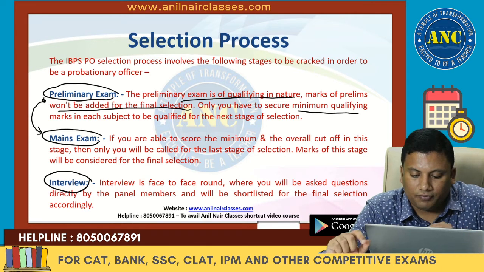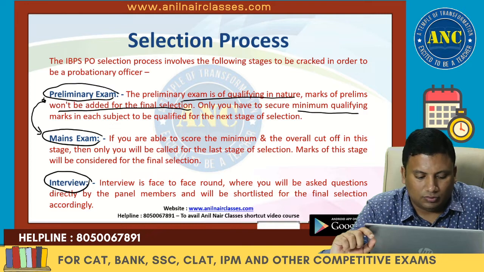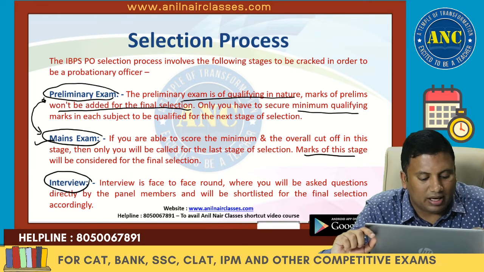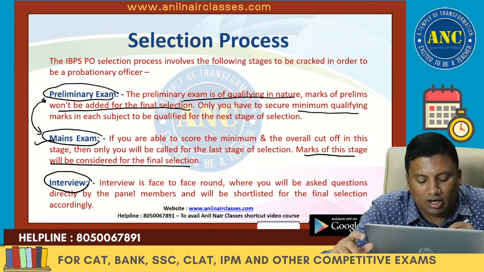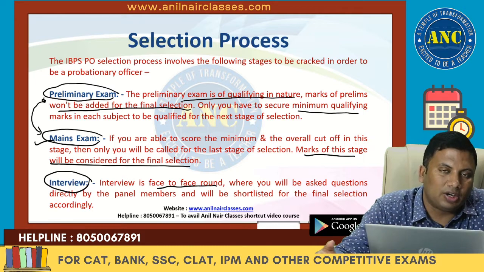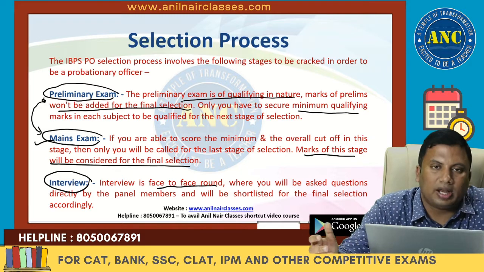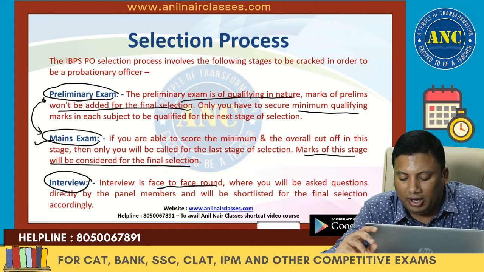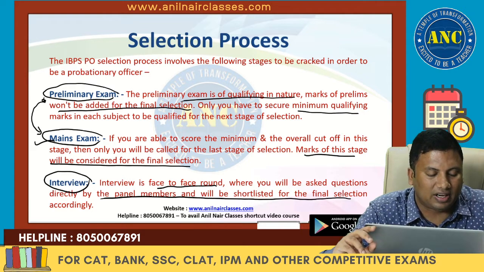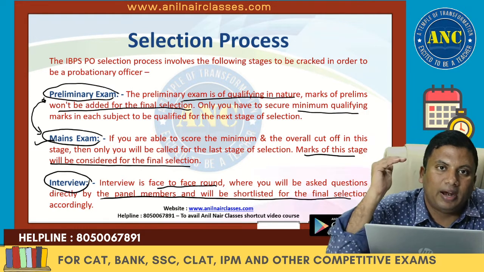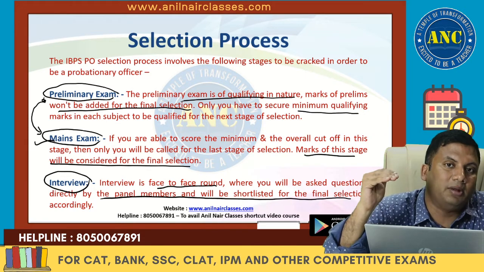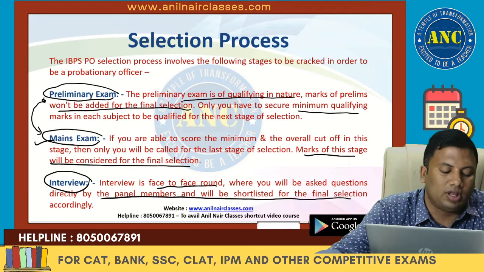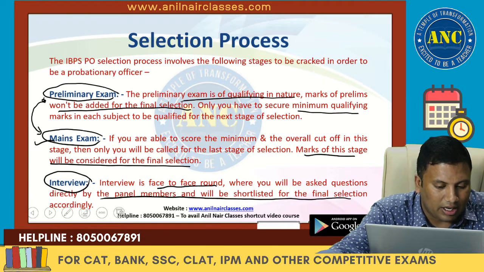Marks for the main examination will be considered for the final selection. The third round is an interview round, a face-to-face interview, where you will be interviewed by senior bankers, senior administrators, senior people from diversified fields. Depending upon your interview, they will shortlist for the final selection accordingly. Preliminary examination scores will not be considered. You have to qualify in the preliminary examination to get into the mains examination and interview. I hope this slide is clear.